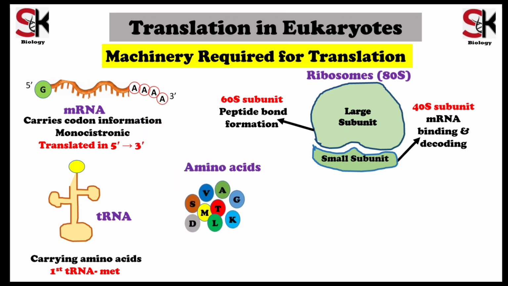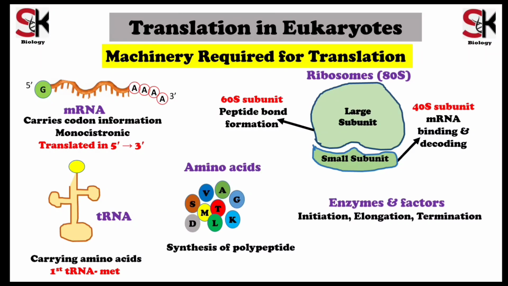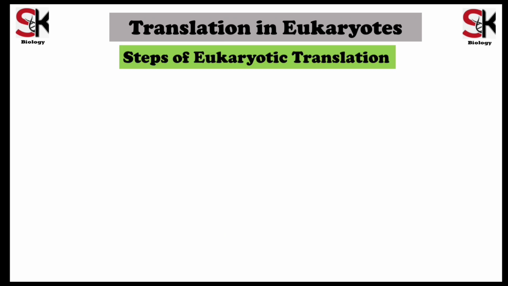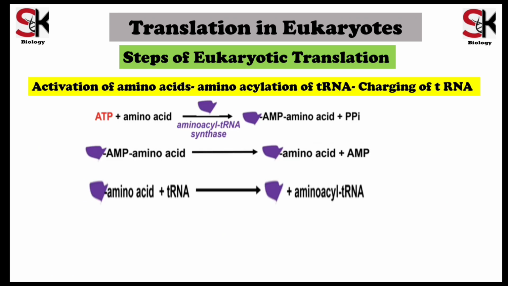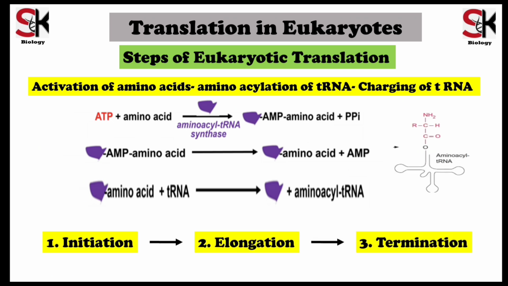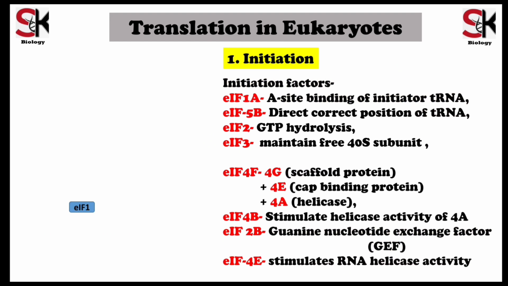Enzymes and factors are required for the completion of translation processes like initiation, elongation, and termination. GTP and ATP provide energy wherever required. In eukaryotes also, activation of tRNAs is important, which is done in the same way as in prokaryotes, and this leads to the next steps: initiation, elongation, and termination. The first step, initiation, we will discuss.